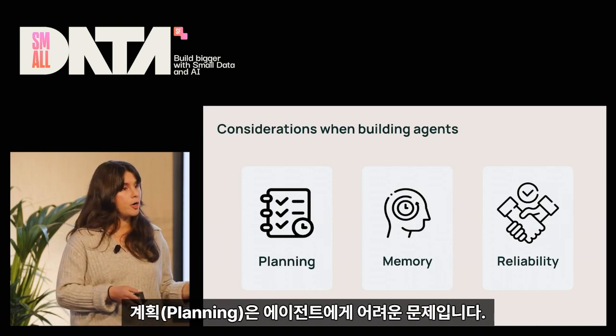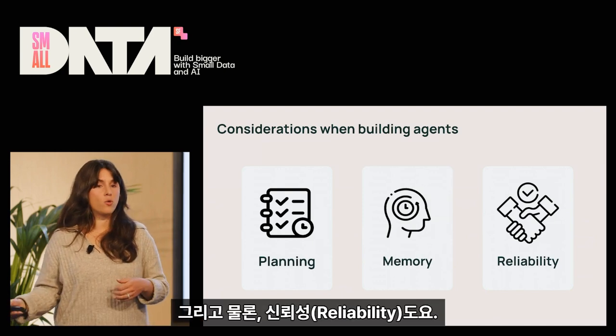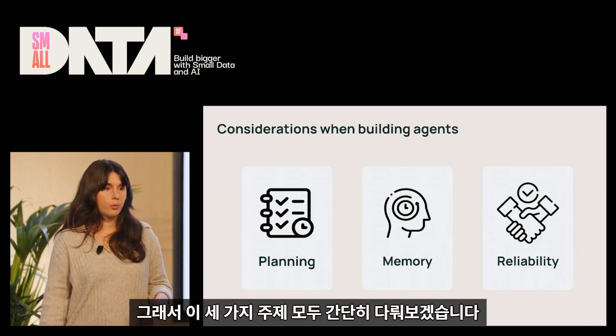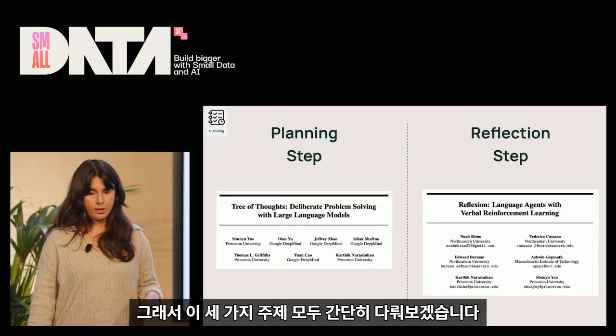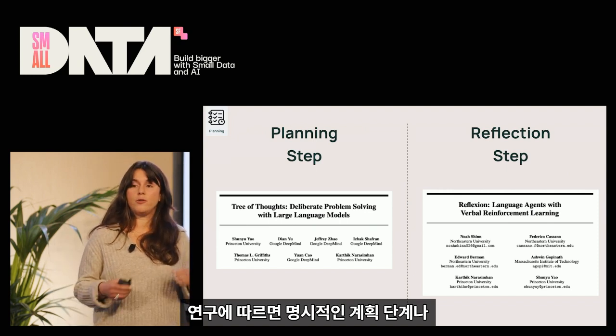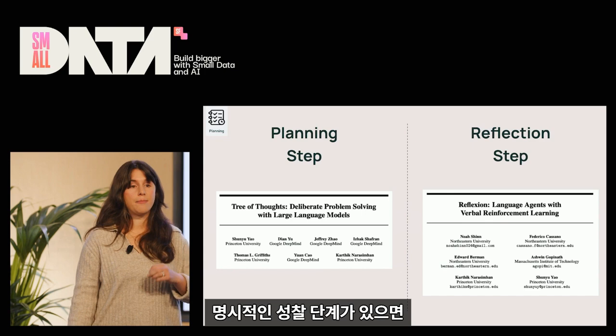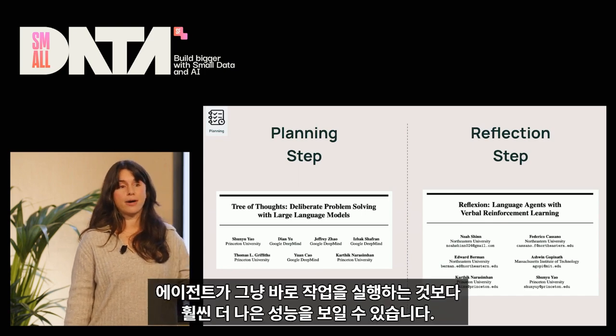And so planning is a hard problem for agents, memory is a hard problem for agents, and then of course reliability. And so I'll touch on all 3 of these. So it's been shown in research that if you have an explicit planning step or an explicit reflection step, your agent can perform much better than if it just goes and tries to execute the task.